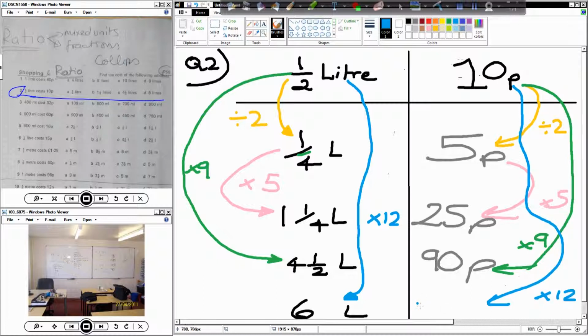So 10p times by 12 will give us? £1.20, or 120p. Yes. And that's the end of question number 2. It's all about the paths that you choose, understanding how many halves and how many quarters are in there.